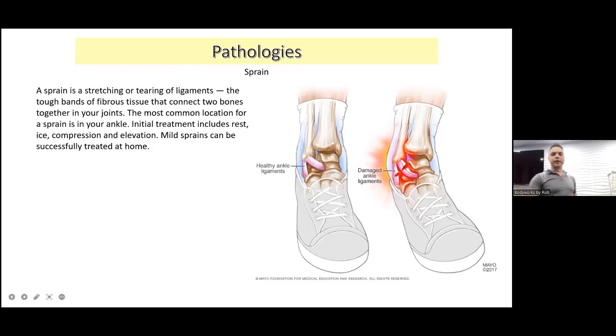So sprains versus strains. Simple as that. Make sure you know the difference. It seems silly, but you'd be surprised how many people forget it, especially when it comes to test taking time. Let's go ahead and break it down a little bit further though.